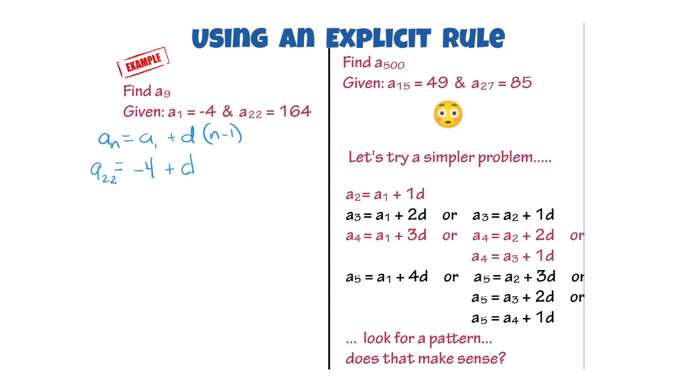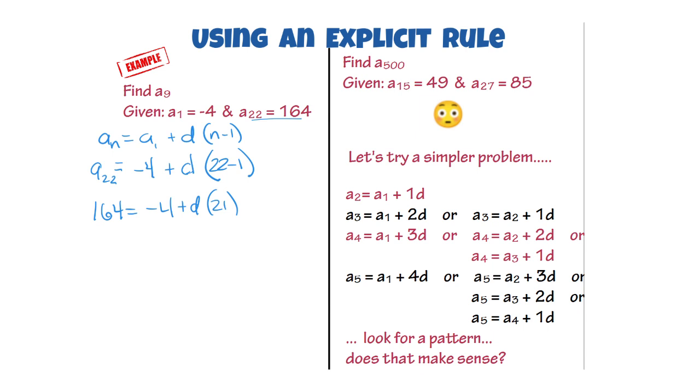I can't put in the 9th term. I don't have enough information. But if I put in the 22nd term, then I know that this would be 22 minus 1. And now, the 22nd term is 164. So I've got 164 equals -4 plus something times 21. And we're just going to solve that for d to see what the common difference is.